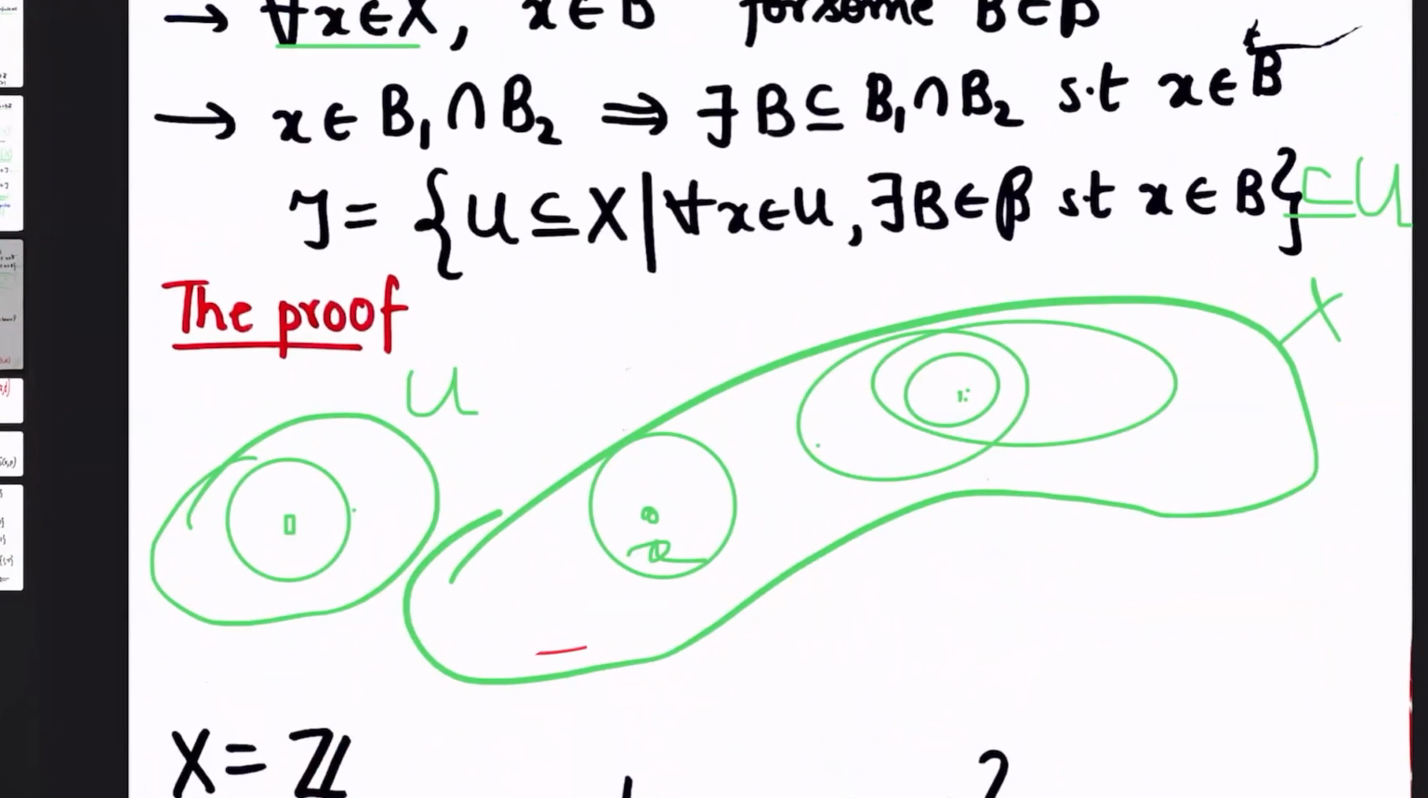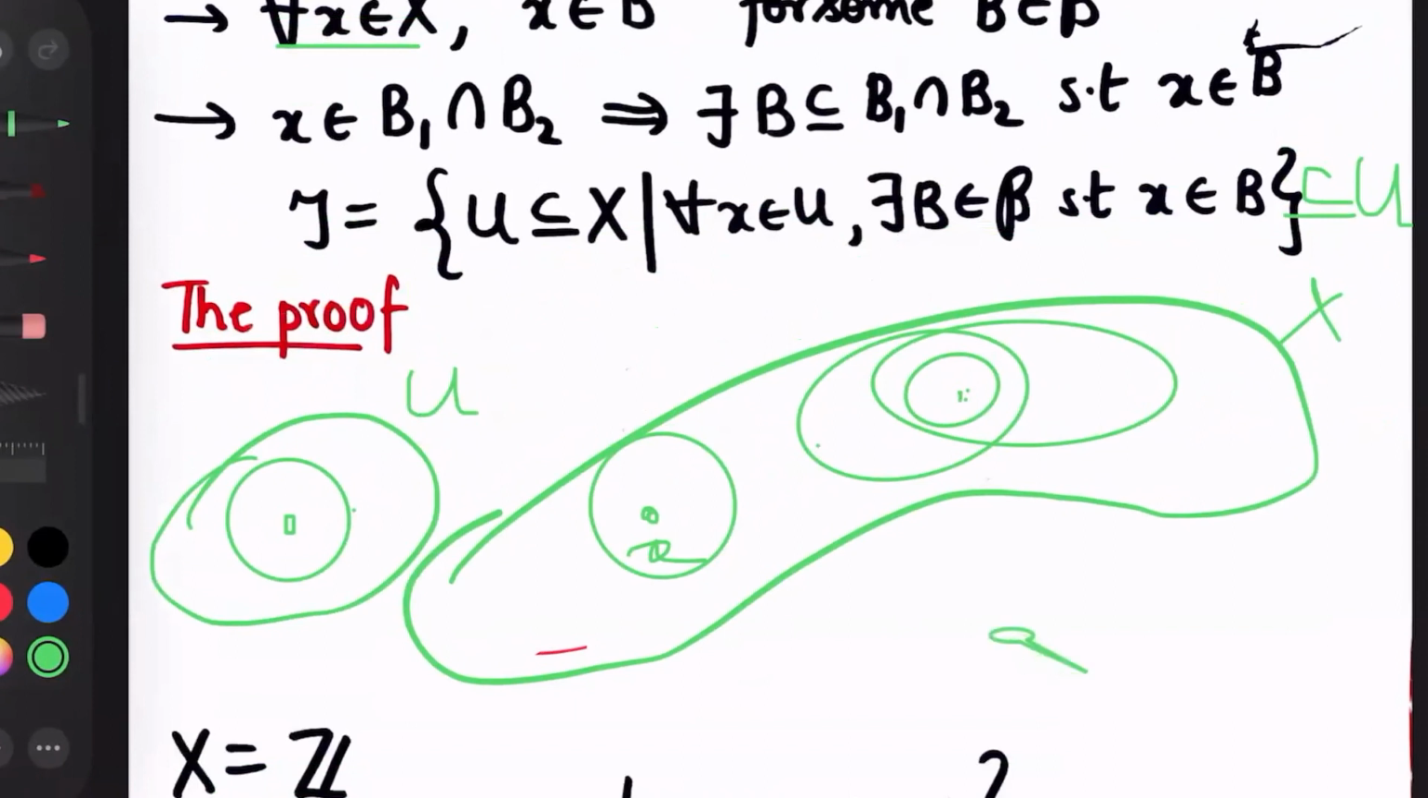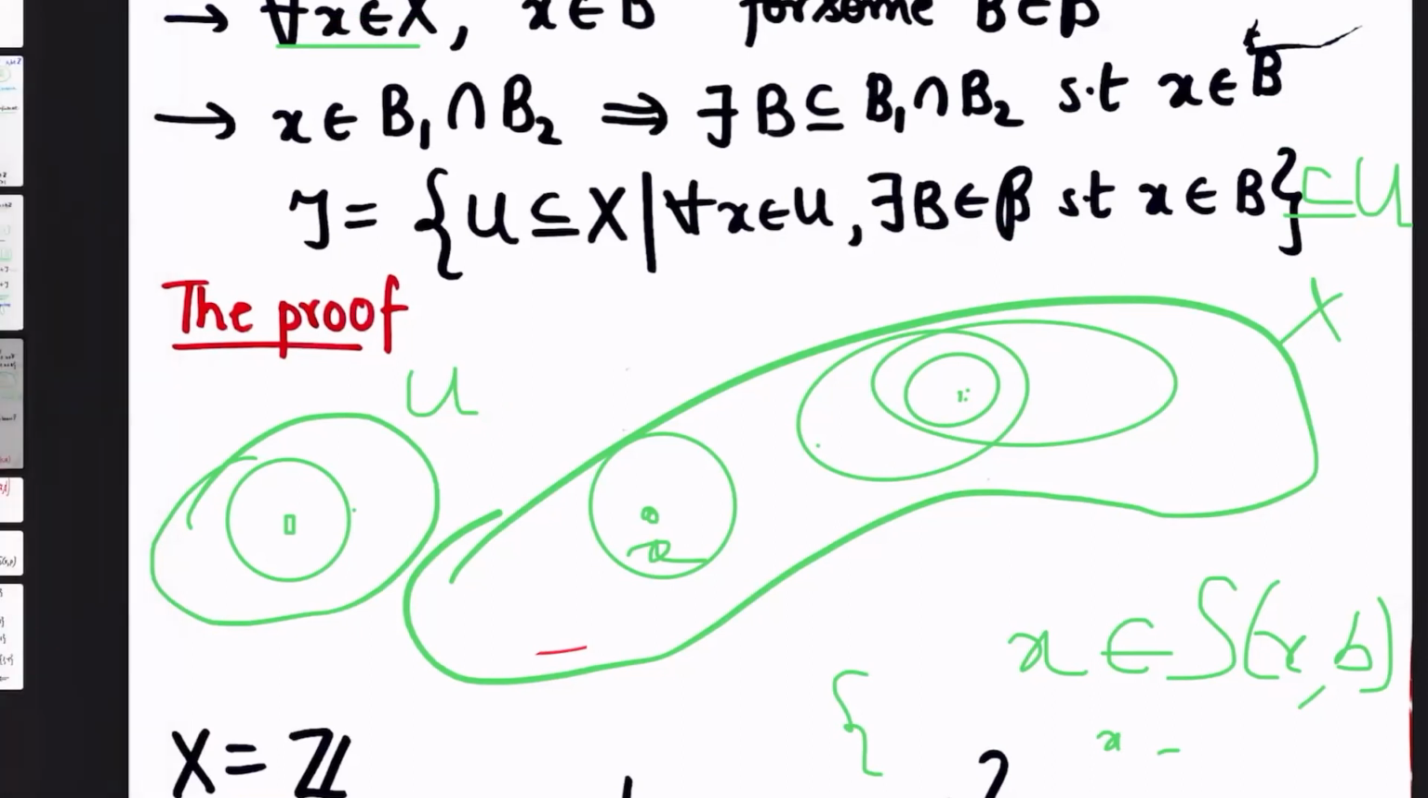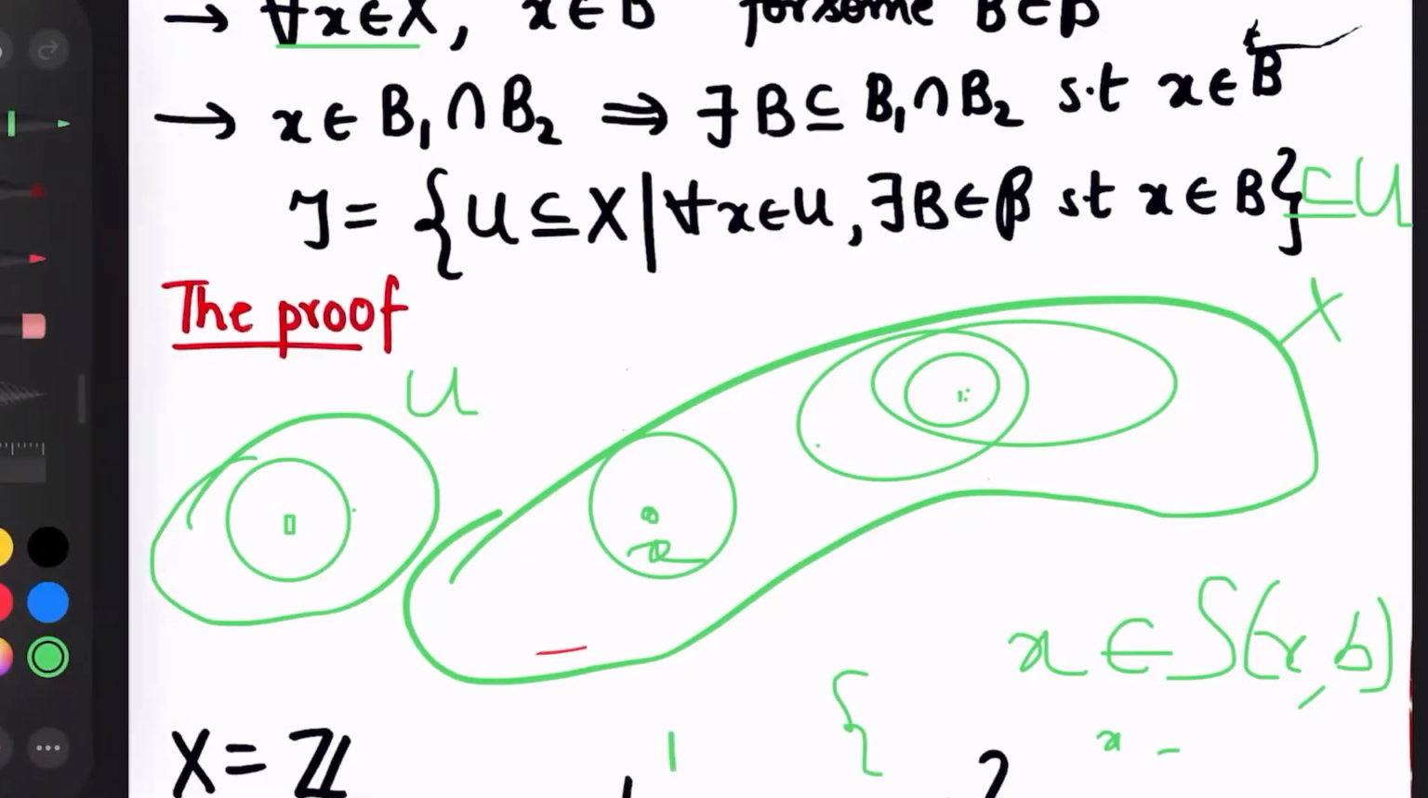So if I consider any point x, x will always be in S_{x,b}, because if you recall, S_{x,b} is the set of progressions x plus b and so on to the right, x minus b, x minus 2b and so on to the left. So any member of Z can always be covered by one of these sets. Hence, the first criterion is satisfied.